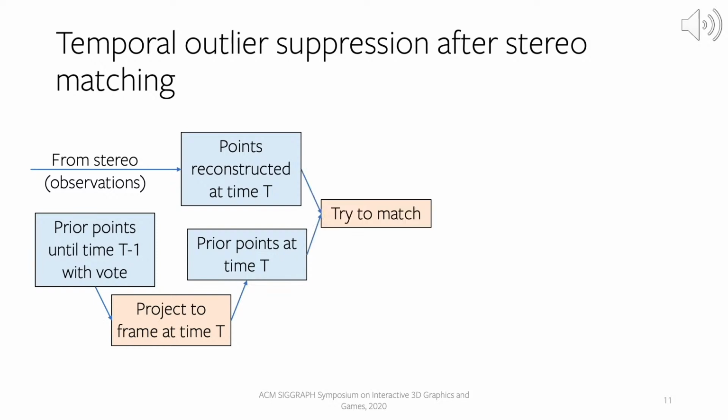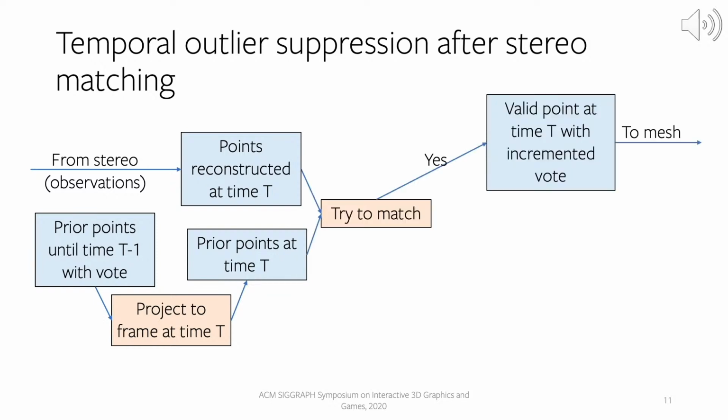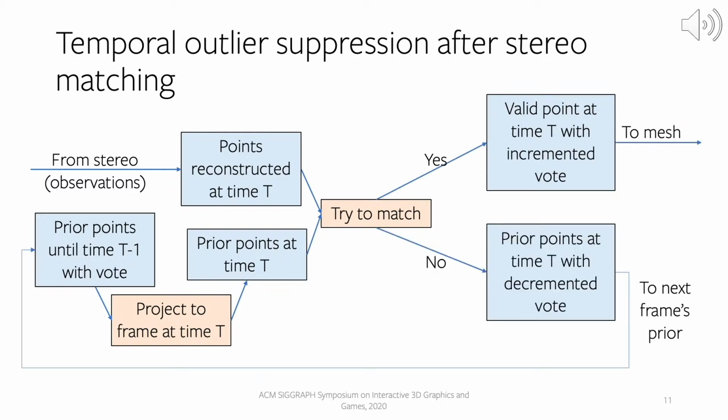We check the observations against the prior. If they match, we advance them to the result with an incremented vote. If they do not match, we decrement their vote and assign them as priors for the next time. Thus, over time, the points which are observed repeatedly stay in the result set, while those which appear and disappear are never advanced to the result set. They remain in the prior set. This leads to a temporally stable result.